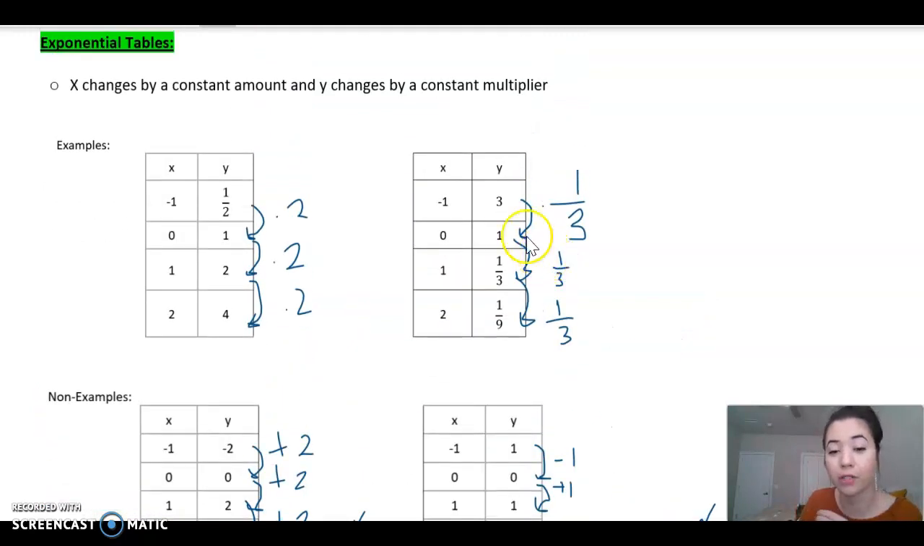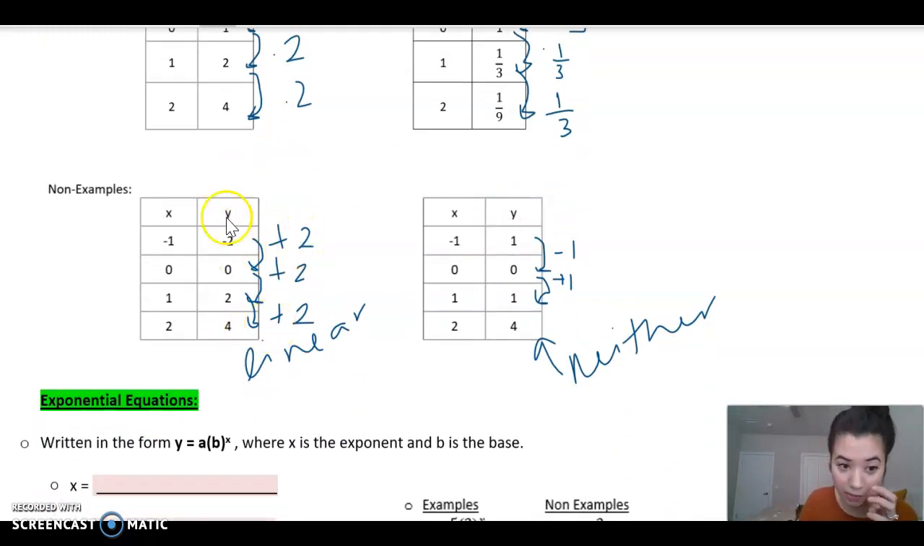There isn't a constant multiplier. There isn't a constant number being added or subtracted. So we would say this is neither.